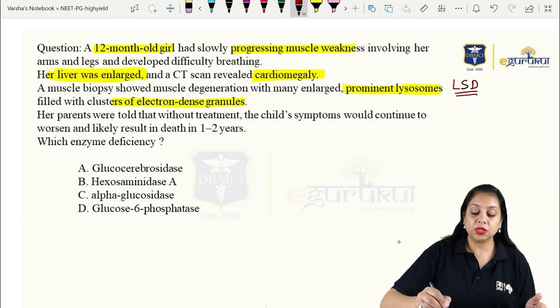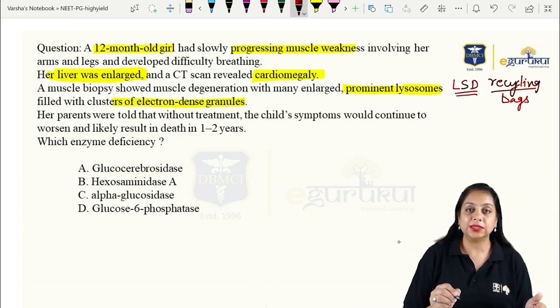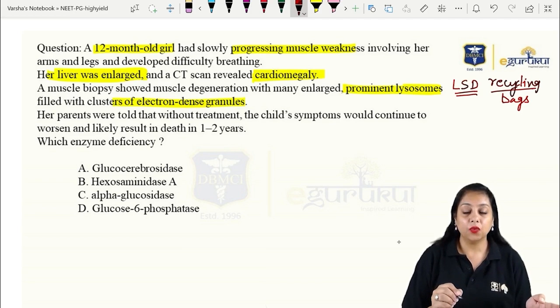Lysosomes are your recycling or residual bags, where whatever needs to be degraded or recycled in the cell comes, and there are lysosomal enzymes which work best at acidic pH. Lysosomes are the organelles which have an acidic pH, lower than the normal pH of the blood, and things are being degraded over there.